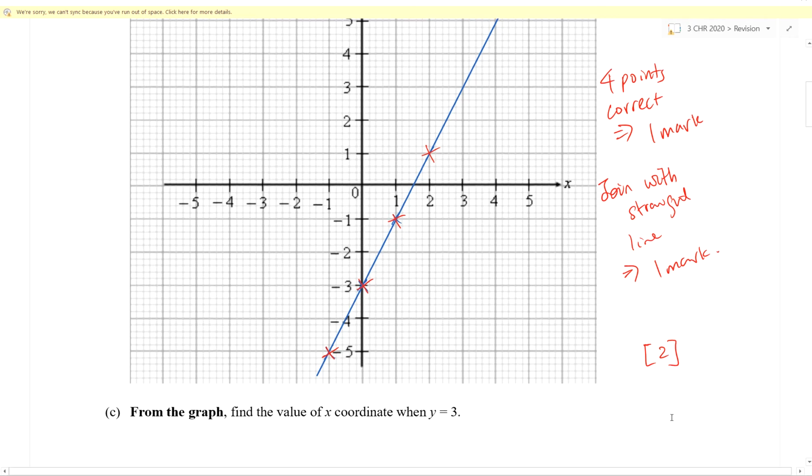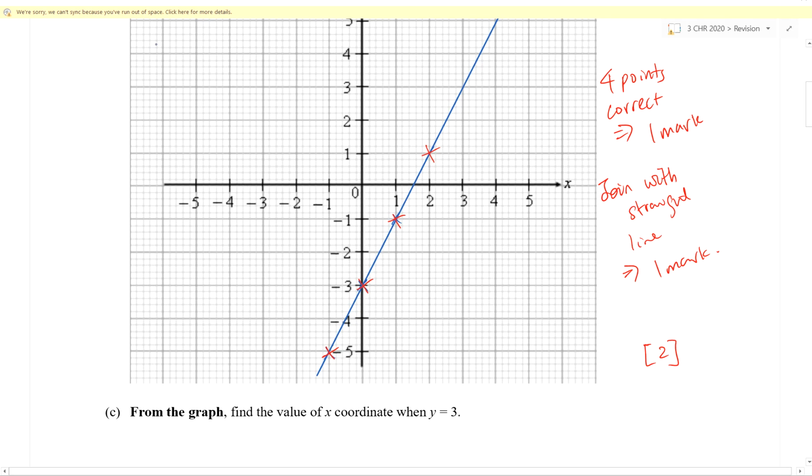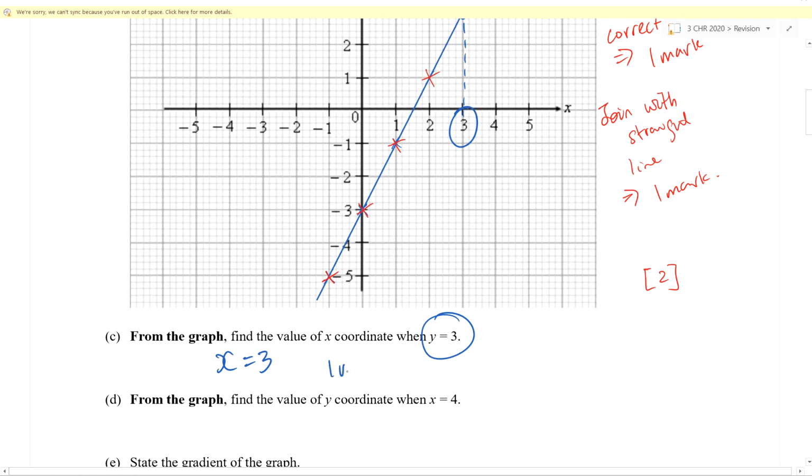Okay, part C. From the graph, find the x coordinate when y is equal to 3. So we're going to look for y equals 3. So y over here refers to a level. You can imagine you're taking a lift, level 1, level 2, level 3. Once you reach level 3, you can draw a dotted line. And this is where your friend stays, on the line. He stays at block 3. Therefore, the answer for part C, x equals 3. That gives you 1 mark.